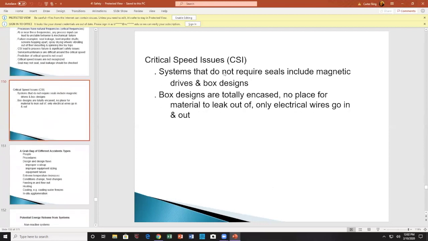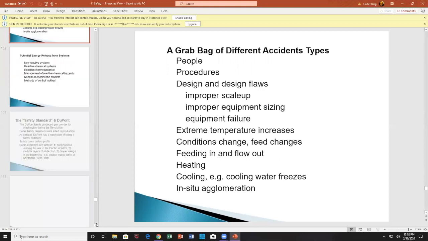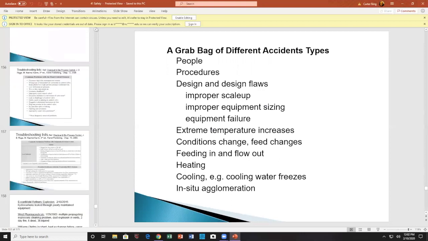Okay, systems that do not require seals include magnetic drives and box designs. Box designs are totally encased, with no place for material to leak out of. Nice stuff. Then a bad bag of different accident types: procedures, people, design flaws, extreme temperatures, changes in feed in and out, heating, cooling, in situ agglomeration. All right.